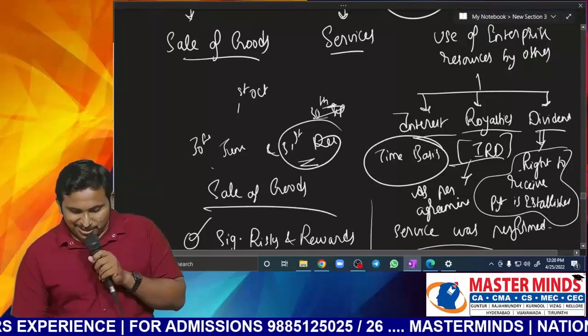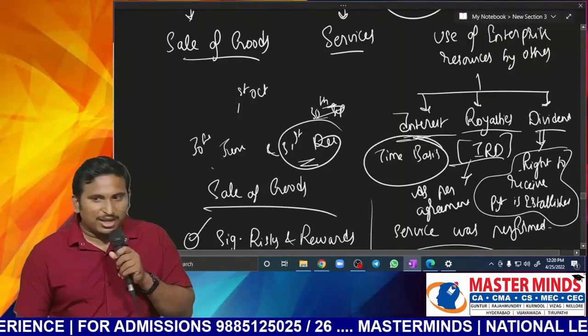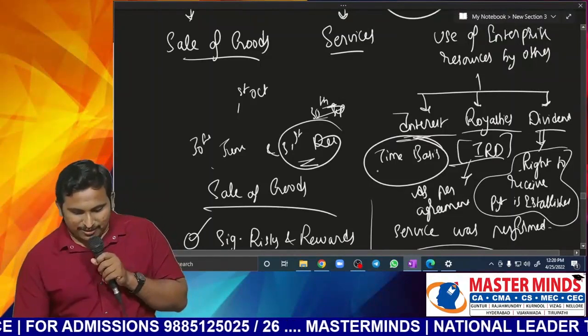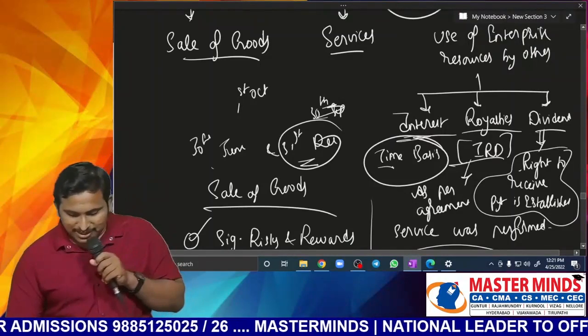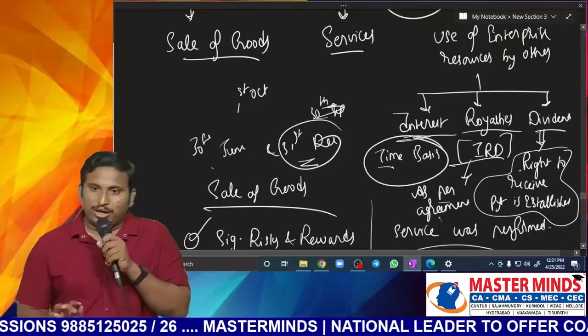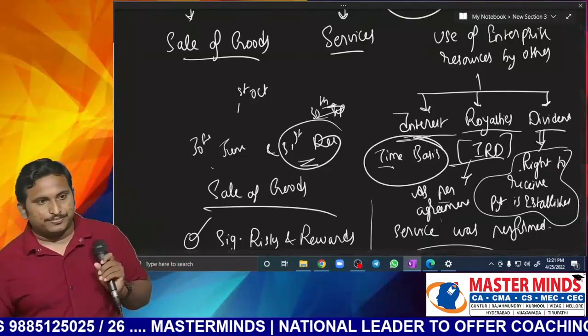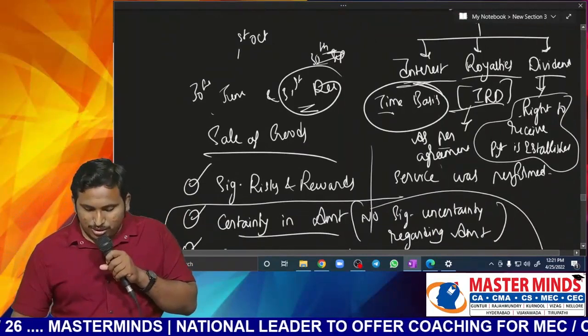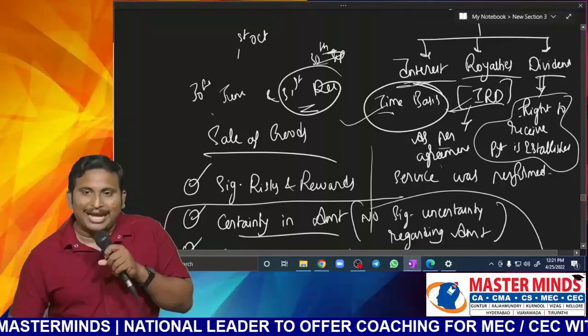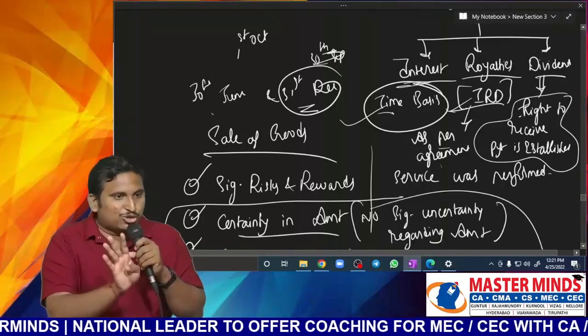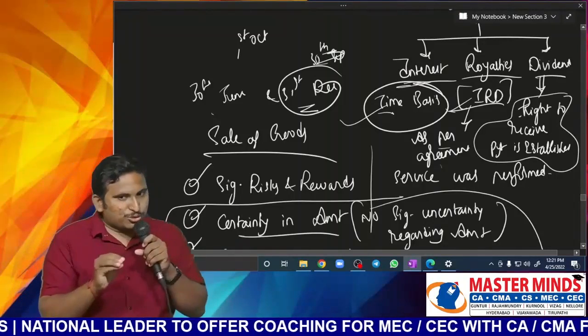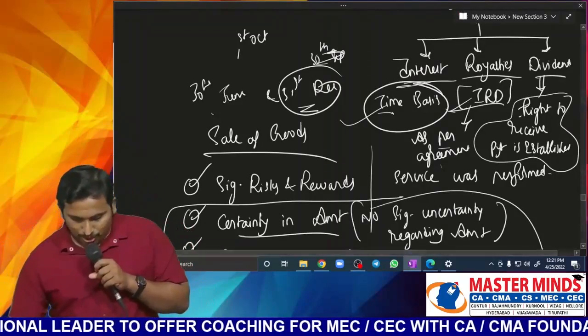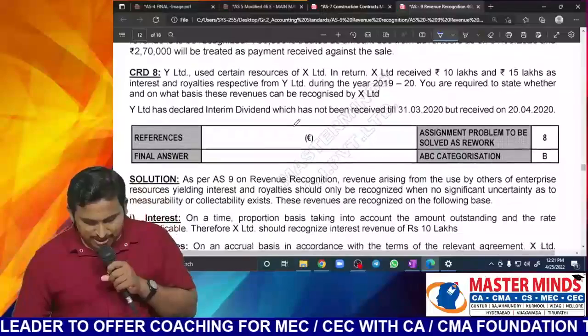To be frank, interest is also on accrual basis only. But to show the difference, there we write on time basis. Here we say as per agreement. Both are on accrual basis. So this is what the three, sir. Here also, first this should be satisfied. The balance two conditions remain the same. Amount should be certain. Collection also should be certain. These things are common. That's all, sir. With this, these aspects are also completed.